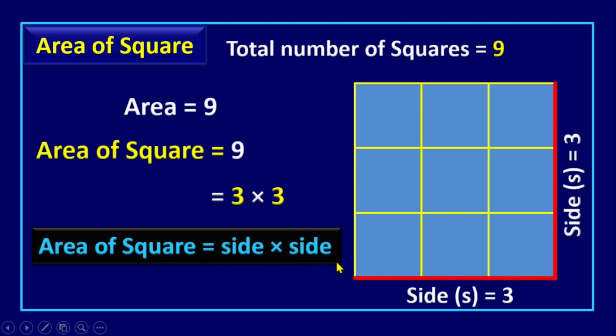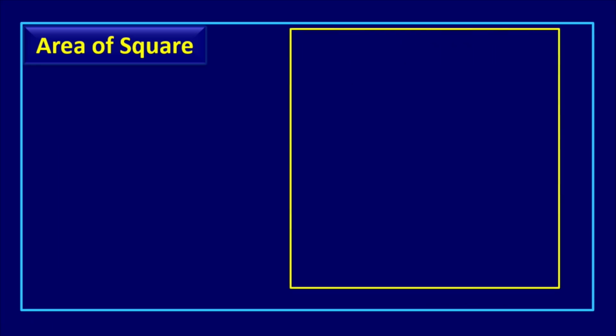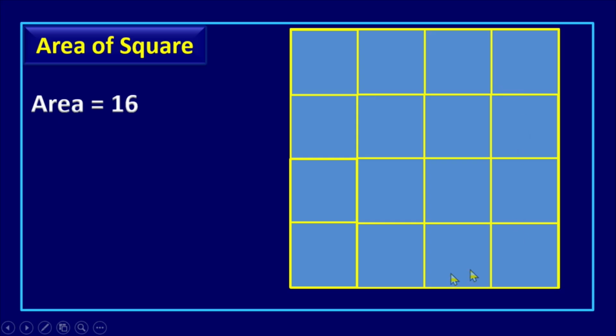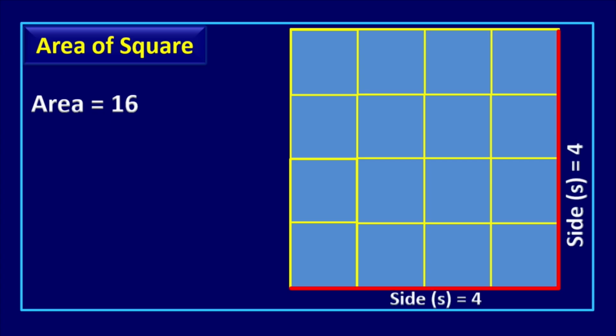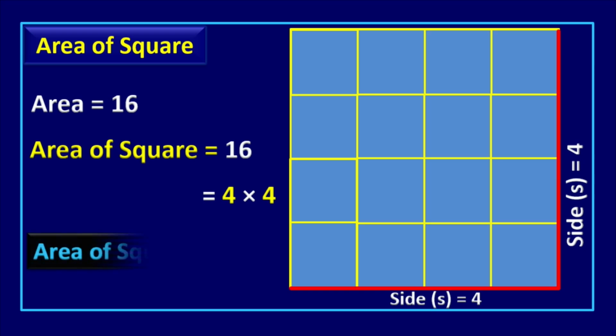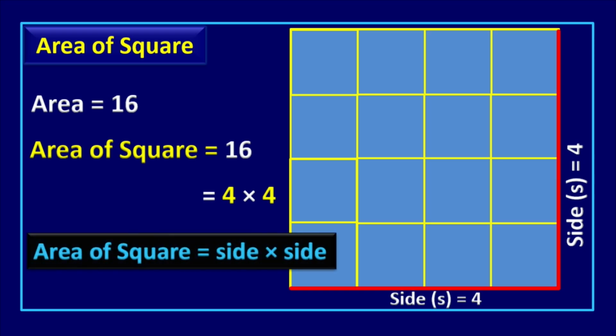Let's see whether it is correct or not by taking another example also children. Now I will take a square. How many squares are there? 16 unit squares. So the area is 16 and the length of the sides is 4. Therefore 16 can be written as 4 into 4. That means again area of a square is, I can write, side into side. Now this is the formula to find area of a square.